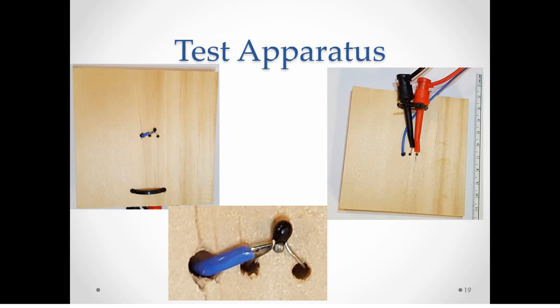Now let's look at the test apparatus. The purpose of the wood block is to provide firm attachment of all the components together. This slide contains 3 images of the wood block with the components attached to it. The image at upper left is the front face of the block. The image at bottom center is a close-up of the first image. The image at upper right is the back face of the block.